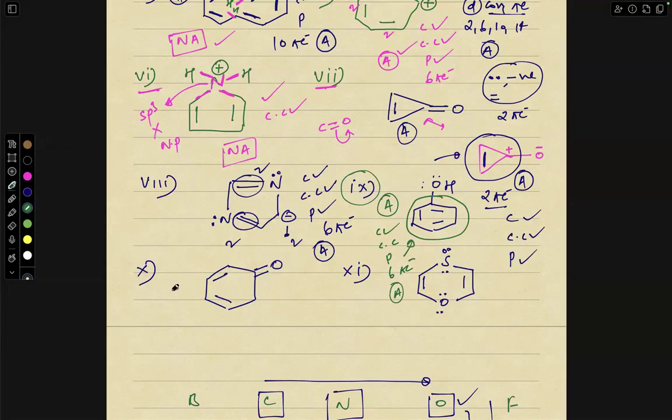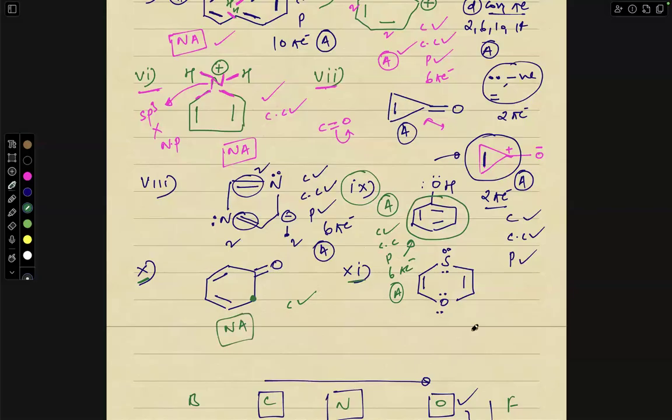This one, let me know the 10th one. This is cyclic. Is it cyclic conjugated? Do you think every atom in the ring has resonance? Fully conjugated system? No, this atom is not in resonance. So non-aromatic.